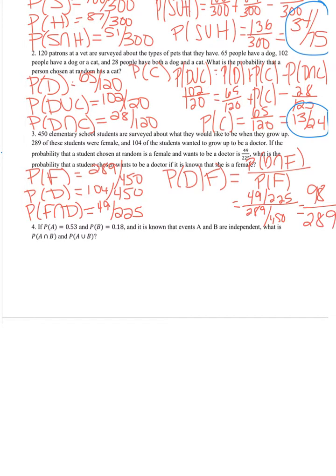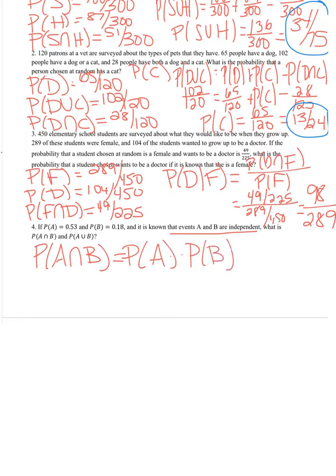Okay, number 4. If the probability of A is 0.53 and the probability of B is 0.18, and it is known that A and B are independent. So independent events, that's when the probability of the second event has no influence from the probability of the first. So whatever happens the first time has no effect on what's going to happen the second time. So if it's known that they're independent, that means that the probability of A intersect B is equal to the probability of A times the probability of B.